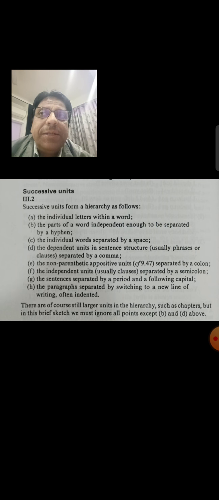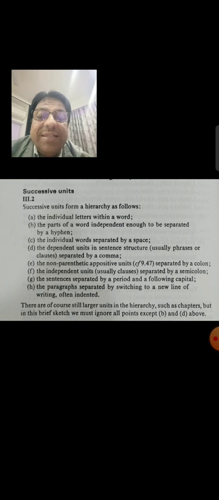Another example is the man had been drinking too much. Then we put a colon, two full stops. This, not his age, explained his unsteady walk. So this is how colon is used to mark off two appositive units, non-parenthetic appositive units. Apposition, as I already told you, is the use of two noun phrases which refer to the same thing or same entity. Then the sixth is the independent units, usually clauses separated by a semicolon.